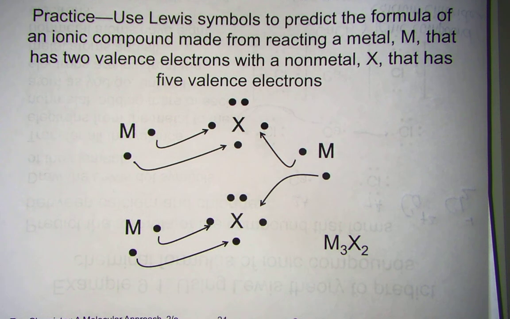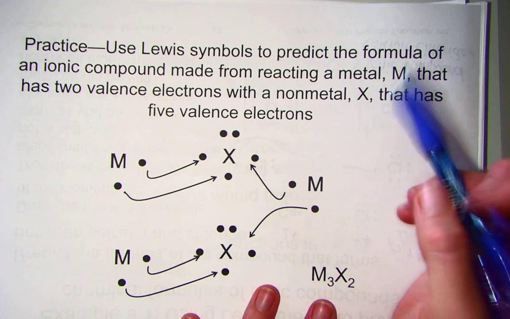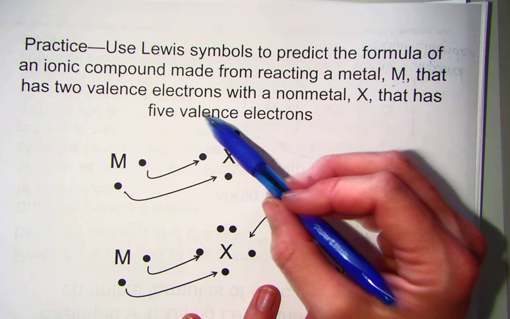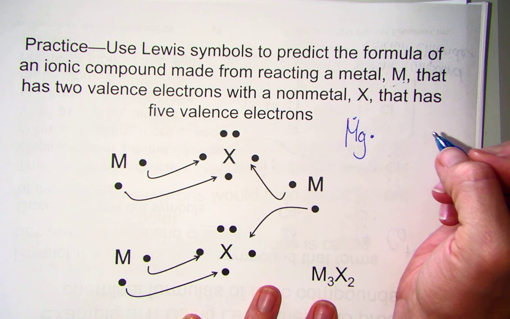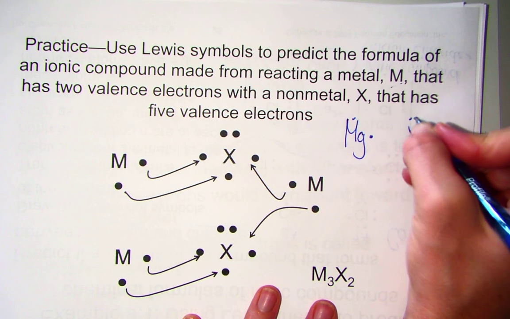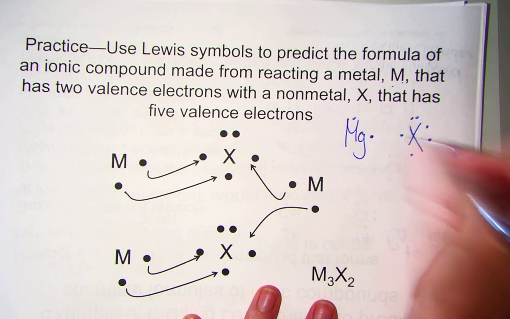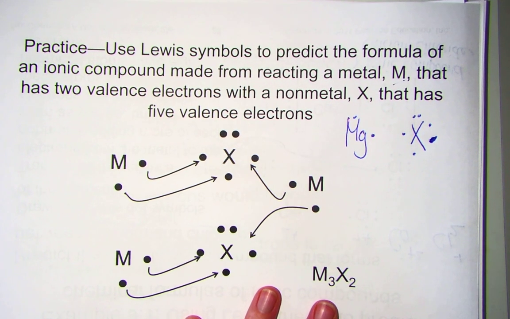So this is a review of how we crisscross charges and come up with formulas. Suppose in this example we have a metal, I'll call it M, that has 2 valence electrons. It's going to hook with a nonmetal we'll call X, and it has 5 valence electrons. Why did I draw 6? Whoops, it has 5 valence electrons.